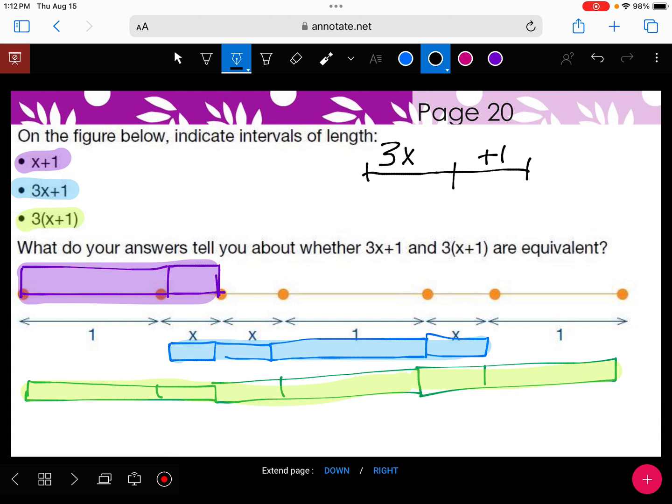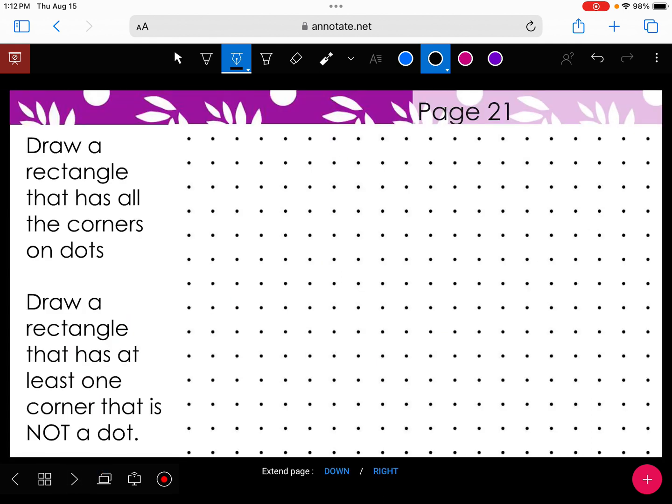So then what we're going to do is look at the dot page and do some drawing of rectangles. Not full art stuff. We are going to be drawing 4 rectangles on here, so don't make your first choice of rectangle a giant one. Draw a rectangle that has all the dots on the corners. Just draw any rectangle on your page that has all 4 corners on dots.